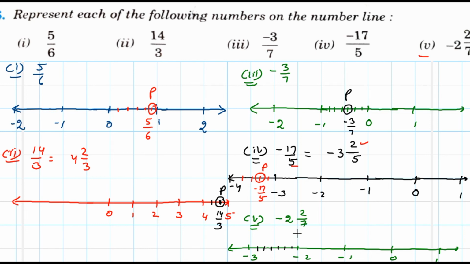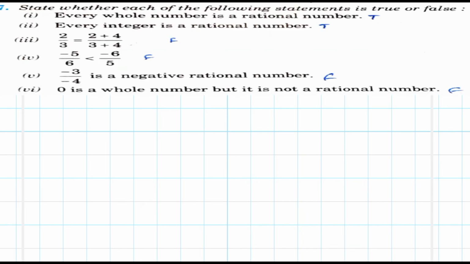So 2 out of 7 I will take. 1, 2, this is 2. So this is my required point P, and this is my representation of minus 2 upon 7, right? So this is the representation on the number line. So now we will move on to the next question. So next question is, state whether each of the following statements is true or false.